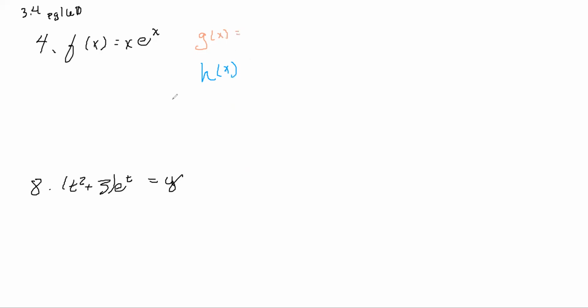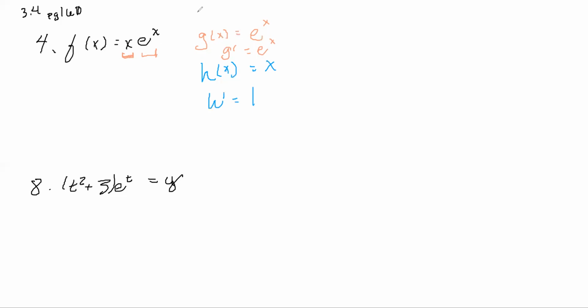So I can pick 2 functions. Which one do you guys want to pick for g of x? So we have 2 functions here: f of x is x, and e to the x. Exactly. So we're going to say g of x is e to the x, which would make h of x equal to x. So h prime is equal to 1, and g prime is equal to e to the x.